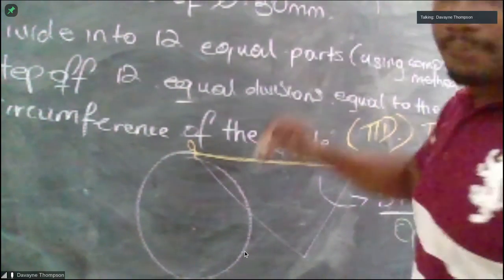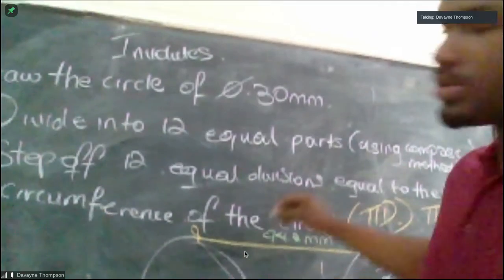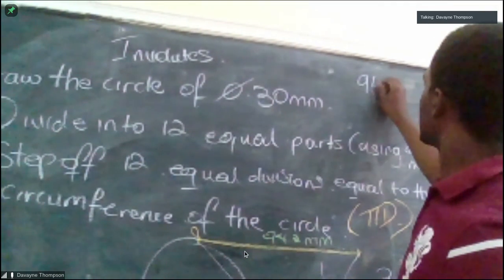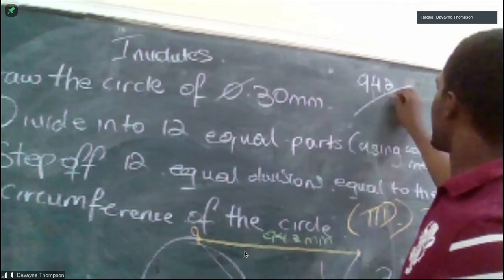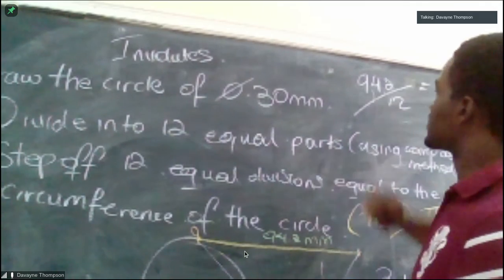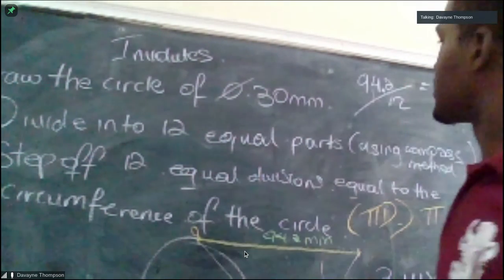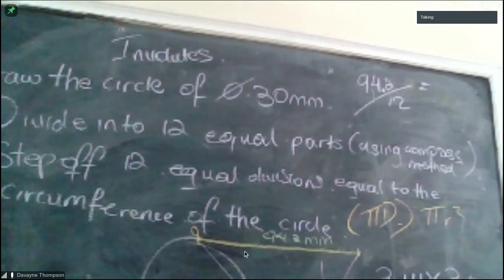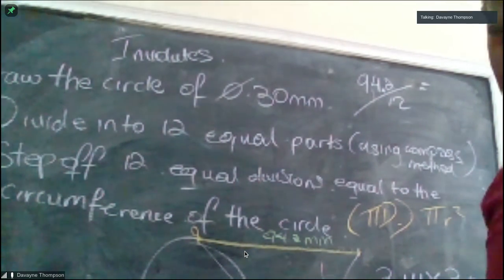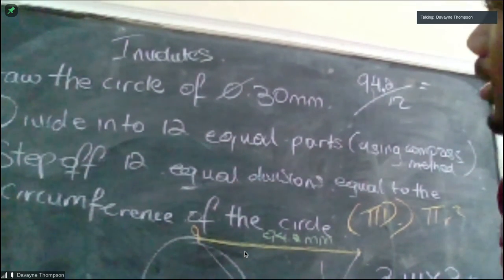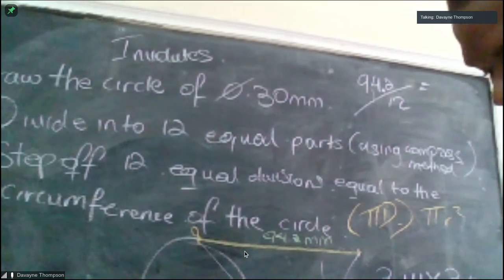So you're going to say 94.2 divided by 12 gives us, what's 94.2 divided by 12, guys? Isn't that, let me check it quickly. Quickly check it.